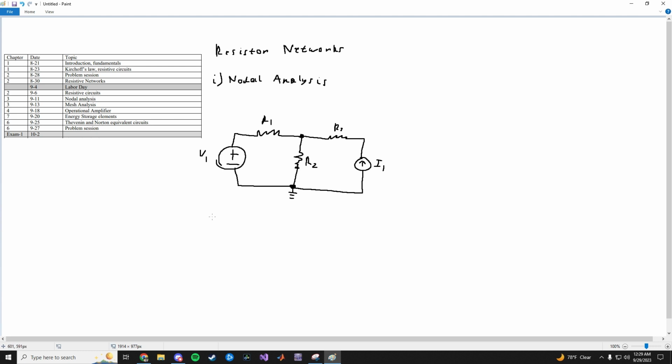The second step is you write the KCL in the circuit. So you have to observe that in nodal analysis, the n unknown nodes equals n number of equations.